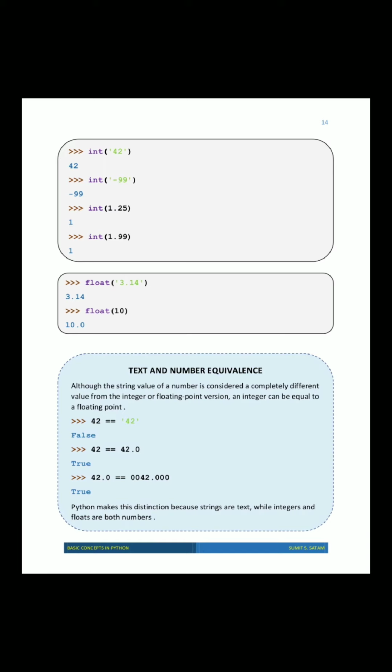So Python makes this distinction because strings are text while integers and floats are both numbers. Okay, so that's all for today's class.